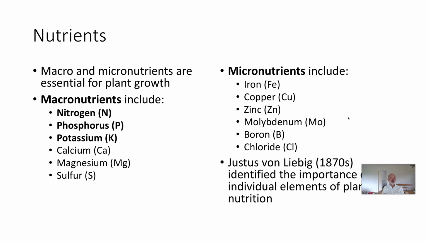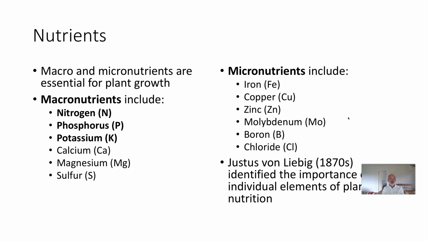Okay, so let's start by talking about nutrients. We typically break nutrients into macronutrients and micronutrients, both of which are essential for plant growth. The division between them is really just based on the amount of each of these that are needed rather than their importance, right? So the macronutrients are needed in larger volume than the micronutrients, but they're all essential.